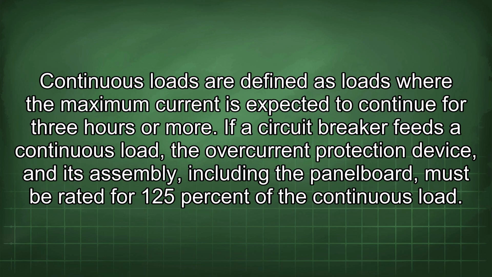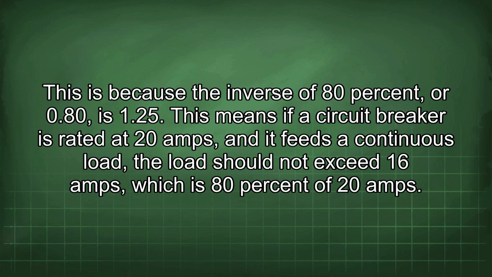If a circuit breaker feeds a continuous load, the overcurrent protection device and its assembly, including the panel board, must be rated for 125% of the continuous load. This is because the inverse of 80%, or 0.80, is 1.25. This means if a circuit breaker is rated at 20 amps, and it feeds a continuous load, the load should not exceed 16 amps, which is 80% of 20 amps.